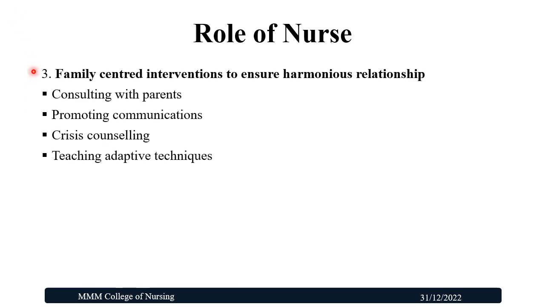What are the family-centered interventions to ensure harmonious relationships? First one, consulting with parents about appropriate disciplinary measures, promoting open communication in the families, may it be related to health and even other things, and see that a good emotional climate is maintained.